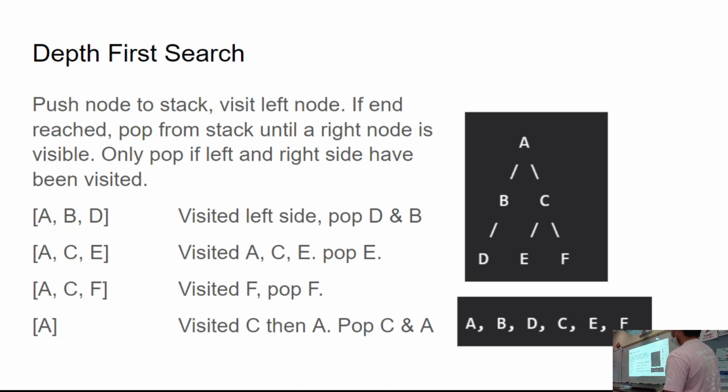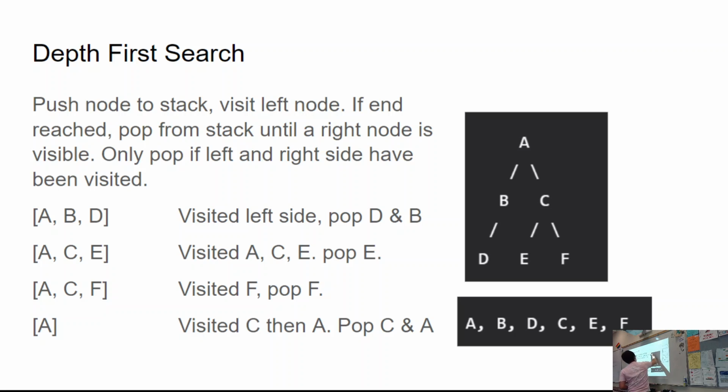Only pop if the left and right sides have been visited. So let's start with A. We start with A. We add A to the stack. We look at the left node. We add B to the stack. Does B have a left side or a right side? It has a left side, so we still visit the left side. Now we look at D. Now D here doesn't have left or right, so we visited D, we can mark it off, and then we pop it off of the stack.